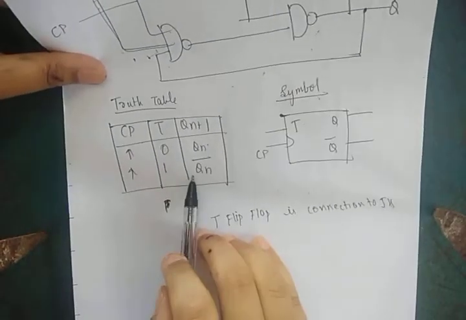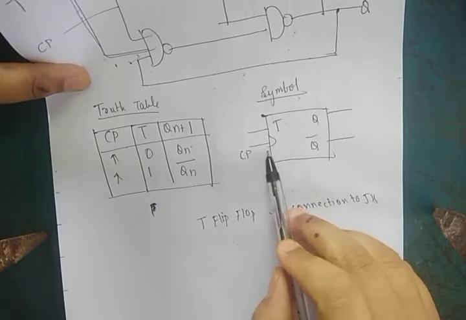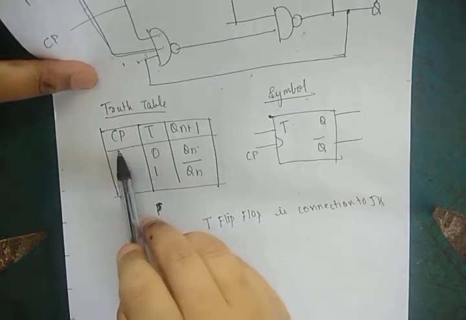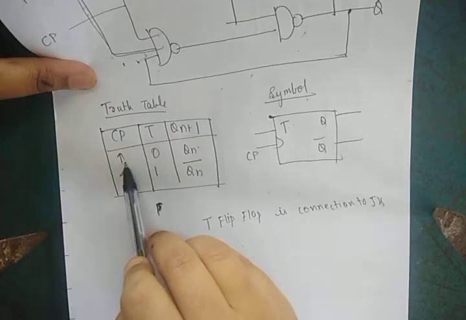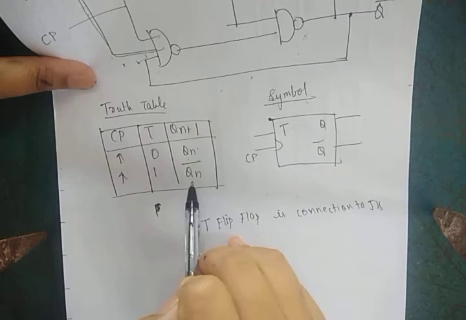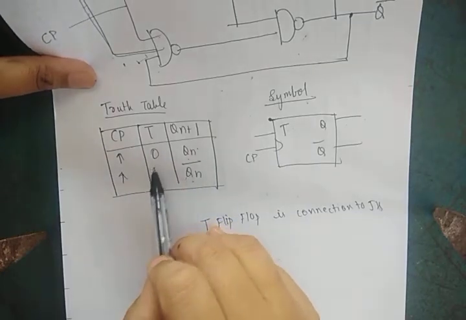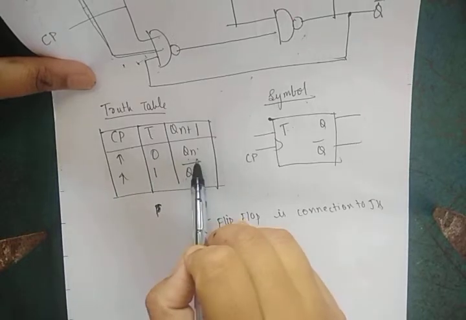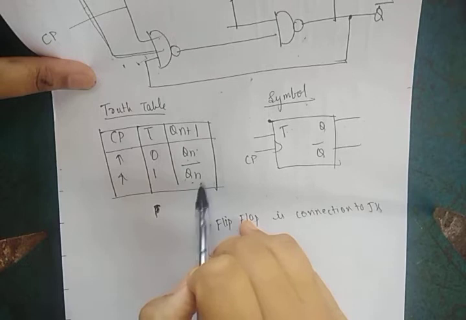Coming to the next truth table. Now the symbol: T flip-flop, and we have a clock pulse, Q and Q bar. Next is the truth table: CP, T, QN plus 1. Clock pulse, if T is 0, it will be QN. If T is 1, it is QN bar. You need to remember: if the input for toggle is 0, our output will be Qn, the next state will be the previous state. If it is 1, it will be Qn bar.